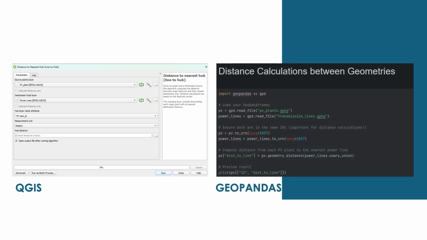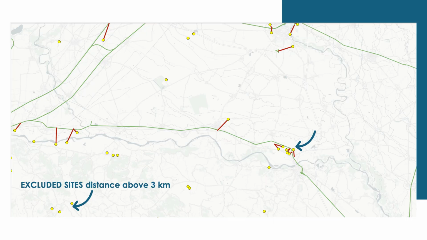In GeoPandas, you can compute the distance to another layer using the distance function, which is efficient when checking distance to multiple lines. For example, you might filter all PV sites that are within 3 kilometers of a medium voltage line. This can help in prioritizing grid-accessible locations.